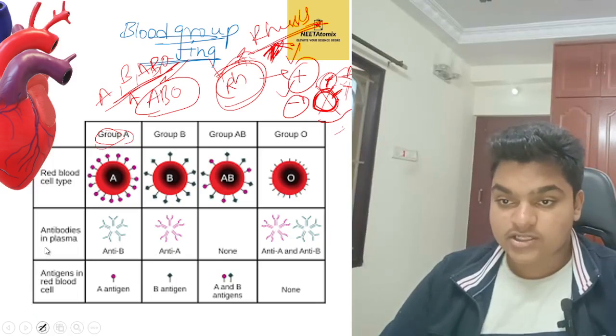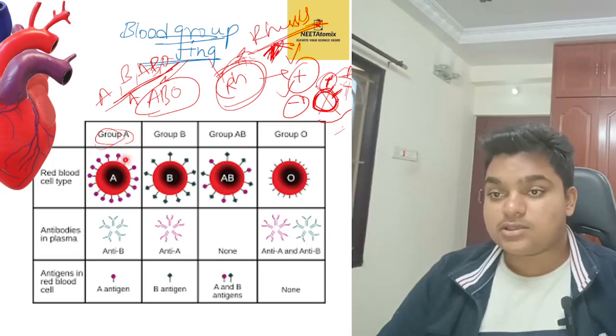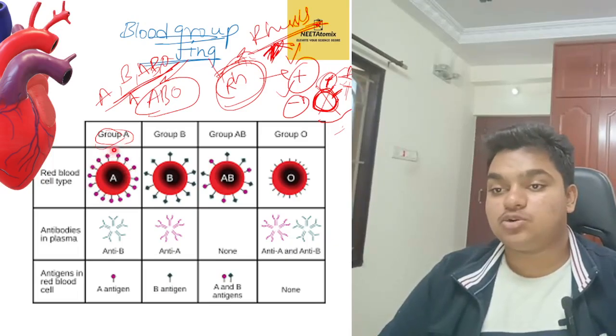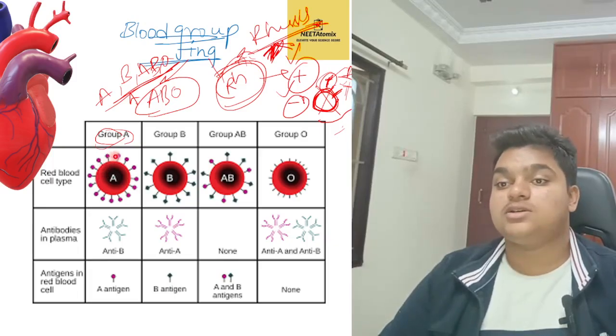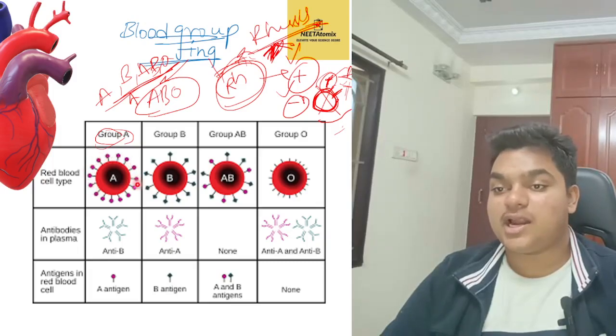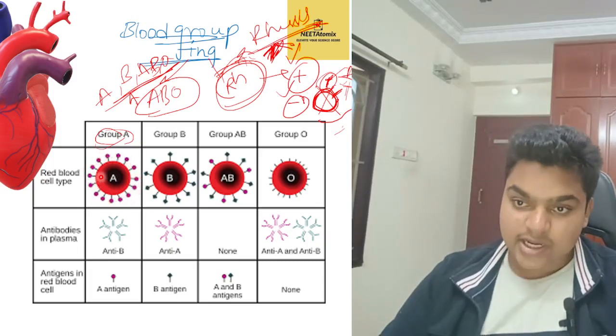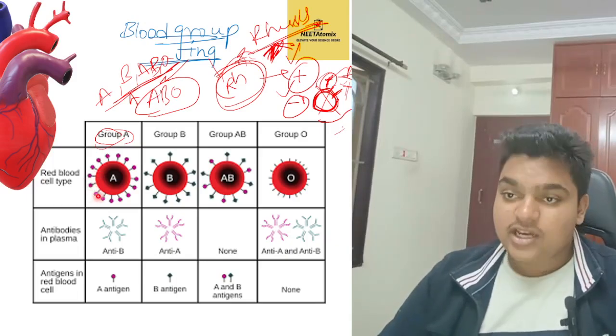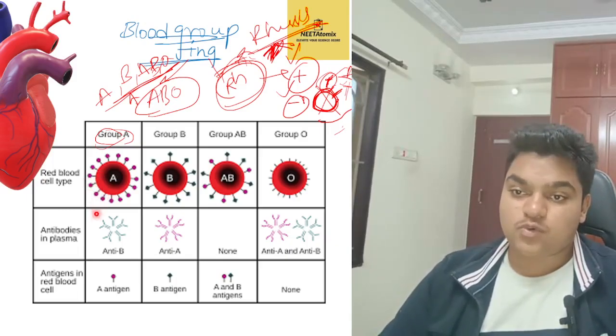Just follow my laser. See, this is your A blood group and this is the surface of the RBC. On this you have A antigens. These are your A antigens. If there are A antigens on the surface, what will you be having?